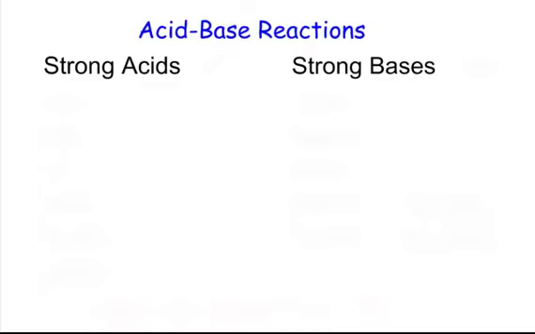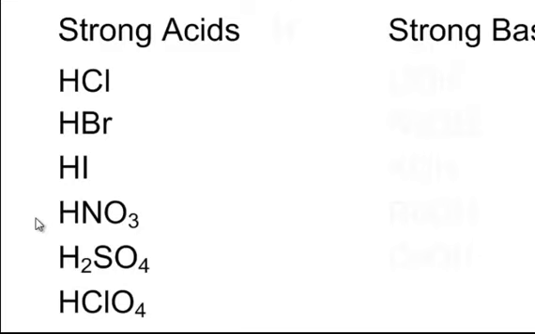This is week 5, chemical reactions, and we are going to be taking a look at acid-base reactions. Before we begin acid-base reactions, we have to know all of our strong acids and our strong bases. In our strong acids, we have acids like hydrochloric acid, hydrobromic acid, hydroiodic acid, nitric acid, which is HNO3, sulfuric acid, which is H2SO4, and perchloric acid, which is HClO4.